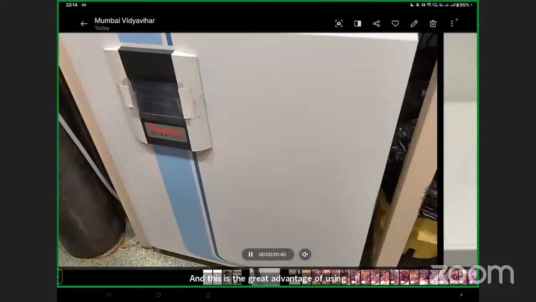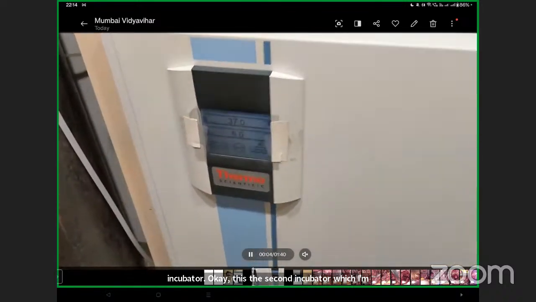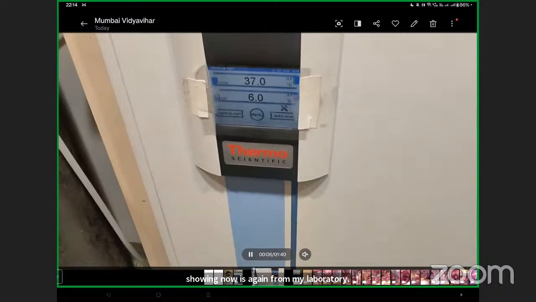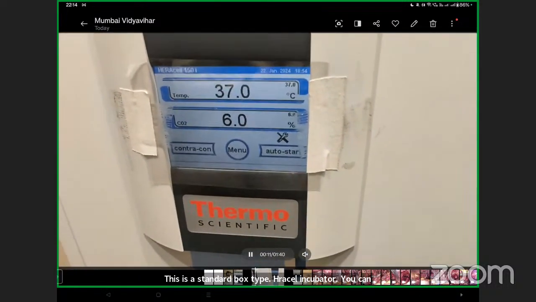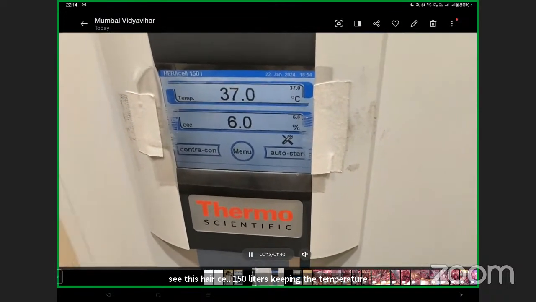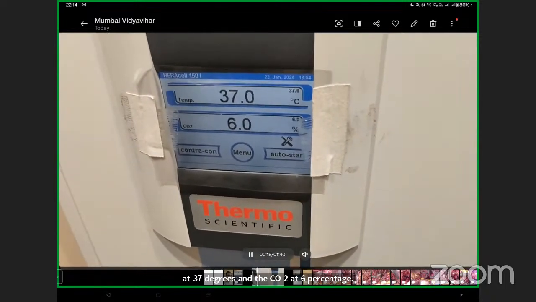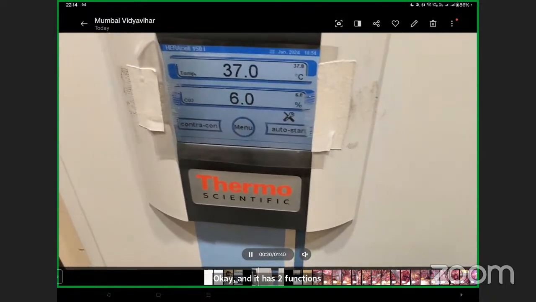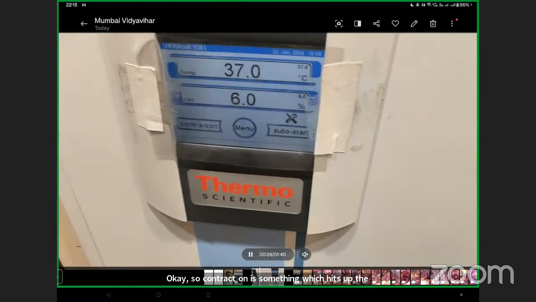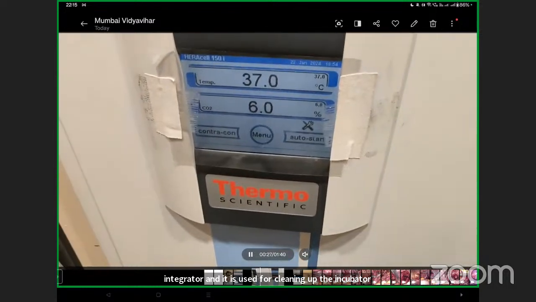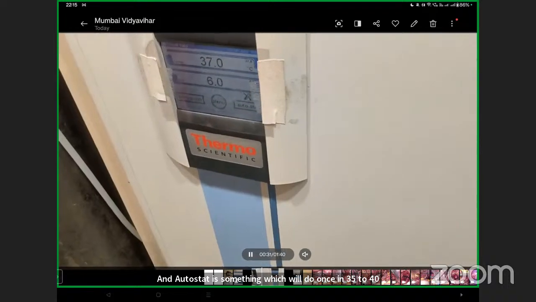This second incubator which I am showing now is again from my laboratory. This is a standard box type Heracell incubator. You can see this Heracell 150 liters, keeping the temperature at 37 degrees and the CO2 at 6 percent. It has two functions: auto start and contracon. Contracon heats up the incubator and is used for cleaning it approximately once a quarter. Auto start is something which we do once in 35 to 40 days in order to ensure that the incubator is cleaned up.